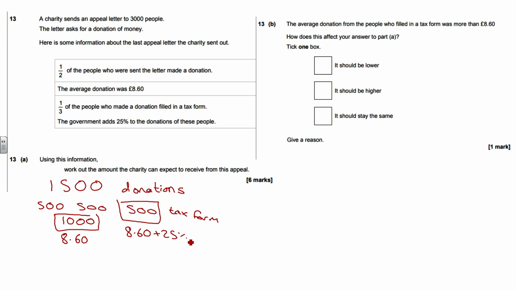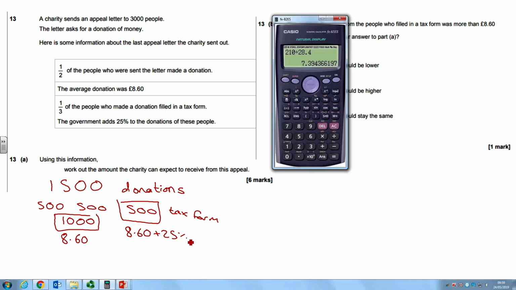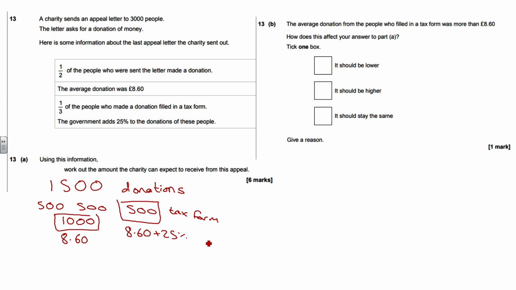So if I grab my calculator, I need to add 25% onto £8.60. So I get 8.60. I could divide that by 4, then add it on, or I can use the decimal multiplier shortcut. 1.25 will add 25%. That tells me that they are donating £10.75.